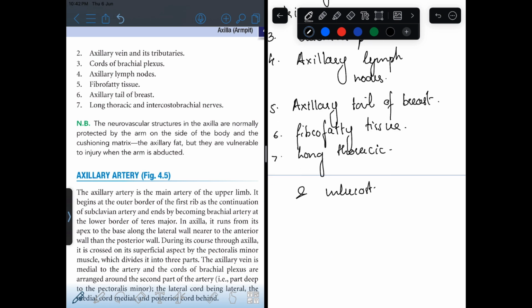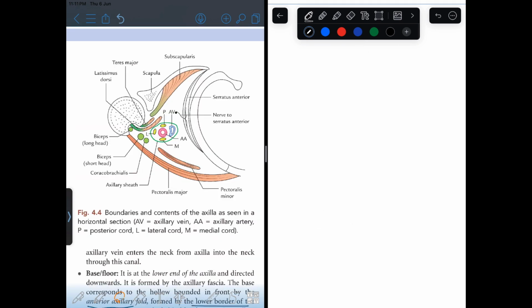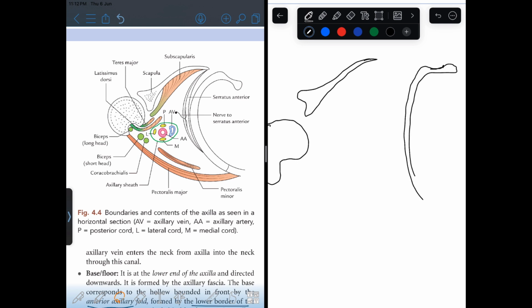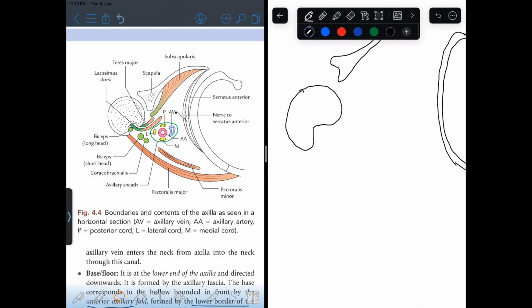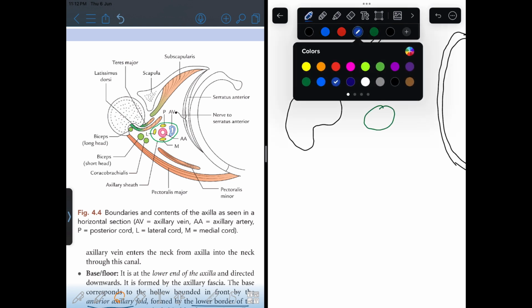Now let us go back to the diagram which I told you we'll draw. This shows the boundaries and contents of the axilla as seen in the horizontal section. Let us draw the bones. We have the scapula, the humerus, and the rib in this diagram. We have drawn these. I want you to draw this with me. Now we'll move on to drawing the axillary sheath. We'll draw it in green and mark the contents inside it.